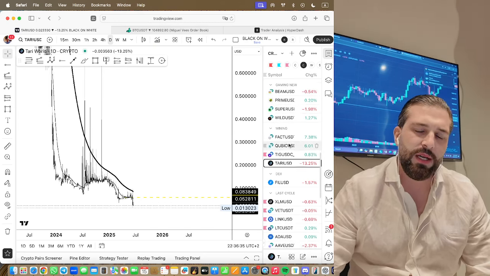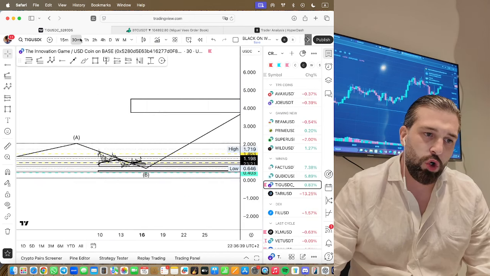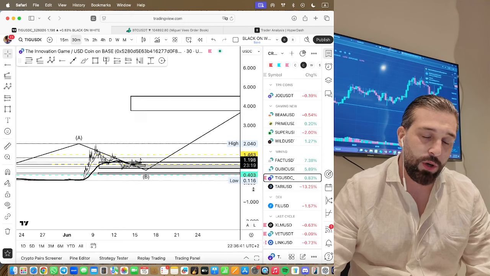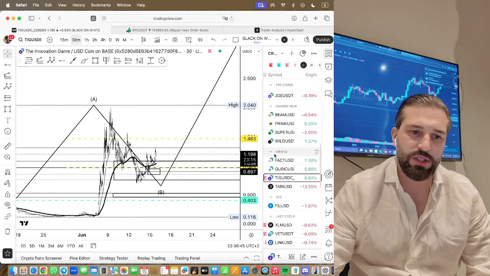So keep an eye, in my opinion, on Tick. Very good call, made good money on that, and most likely are going to continue to make good money on that. I currently have $3,000 invested here.